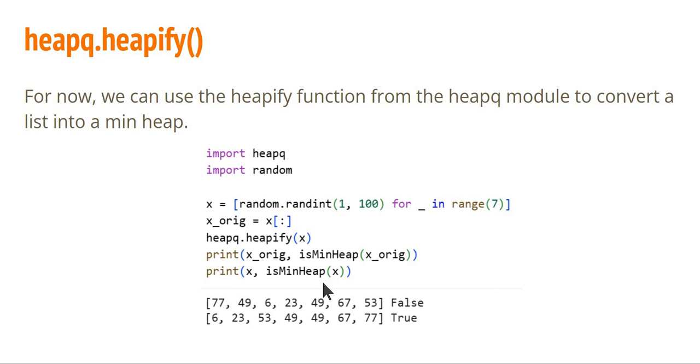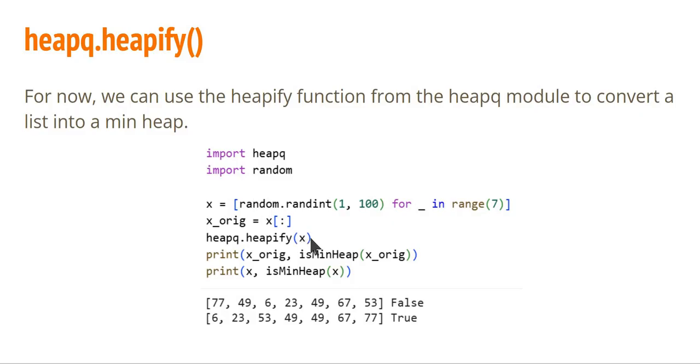Having looked at how Heapify works, basically by swapping items, we are now ready to use the Heapify function from the heapq module that Python provides. In fact, this is a highly optimized implementation. It converts a list into a min heap. So the idea is very simple. We can import heapq and then we can take any list and heapify this.